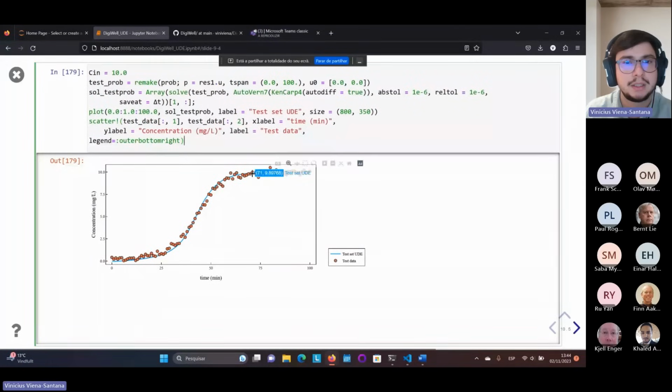I also had some test data. The test data was actually very similar to the training data, except that I gave an inlet concentration of 10 milligrams per liter and allowed the system to collect observations up to 100 minutes. So if I use my trained UDE, which was trained with the 20 milligrams per liter signal, I can see that it's able to predict when I give half of the signal as input. So you can see that my system is performing quite well beyond the initial task it was trained for.